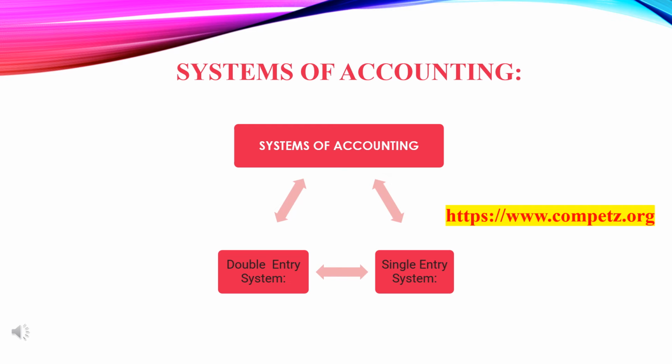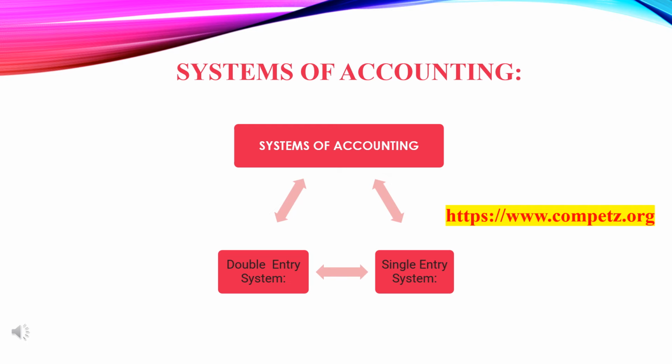In this slide we will see the systems of accounting. So what are systems of accounting? As you can see in the slide itself, systems of accounting are divided into two parts: double entry system and single entry system. There are two systems to record the transactions of business. So what is double entry? Double entry means double effect. The dual aspect principle will apply here, which states that every transaction has two effects, that is receiving a benefit and giving a benefit.